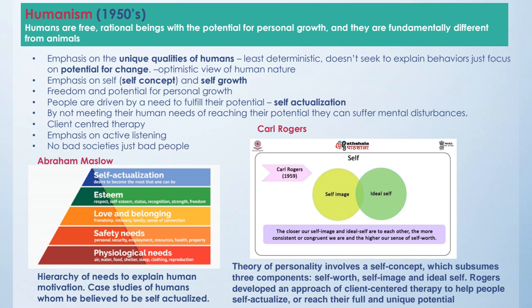Okay, the next approach or perspective that came along was the humanists. So again, very different to behaviorists. The humanist key perspective was that humans are free, rational beings with the potential for personal growth, fundamentally different to animals. So behaviorists work with animals, the humanists worked with humans, and basically said everybody has free will.